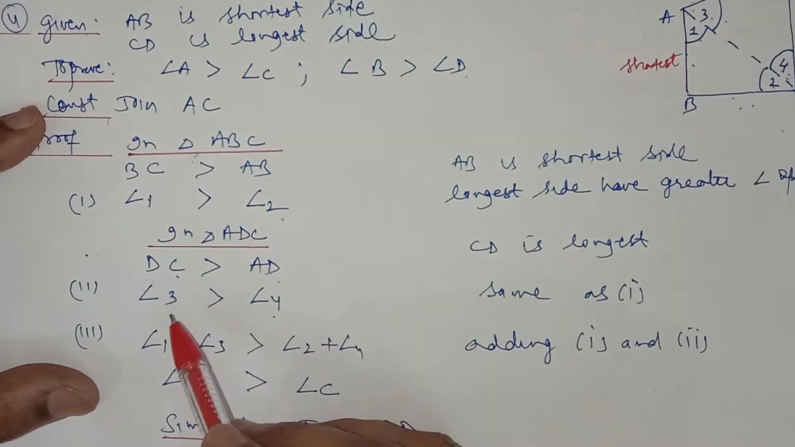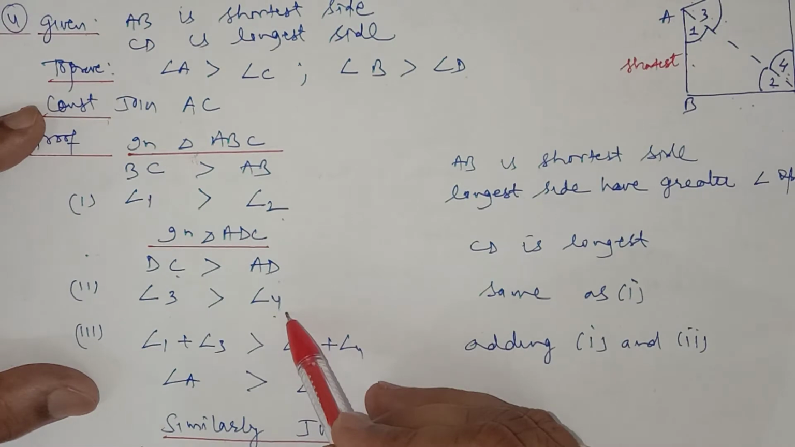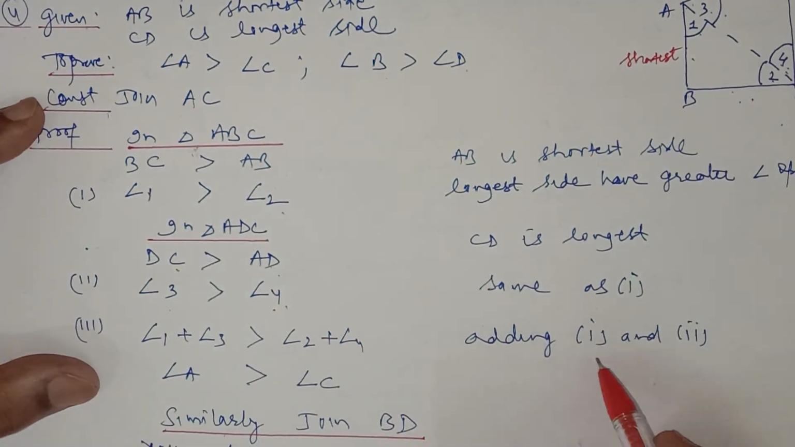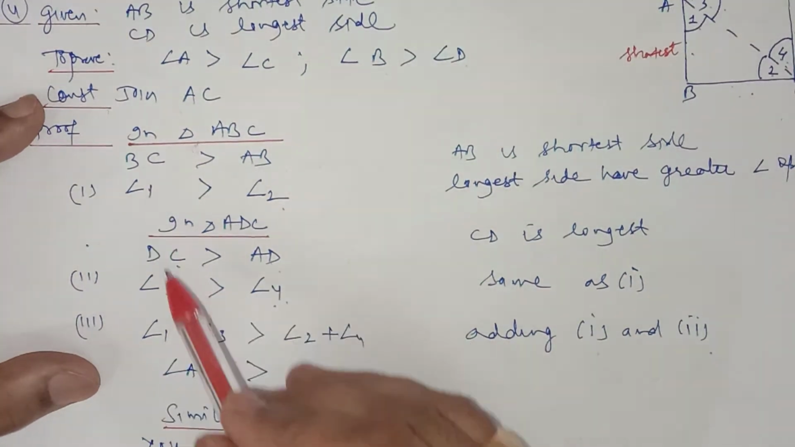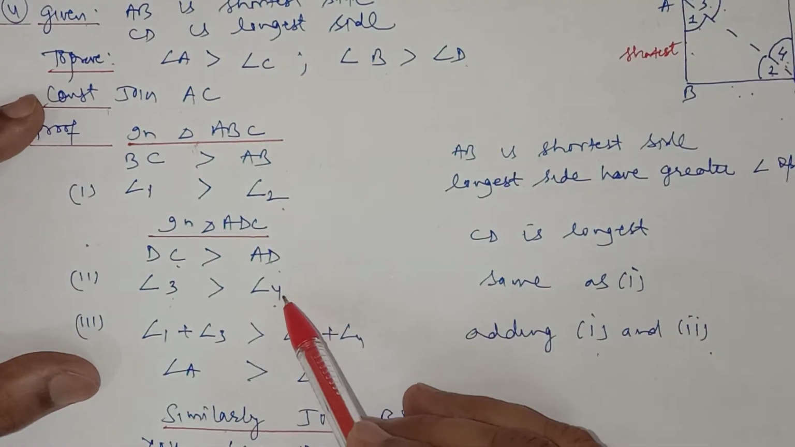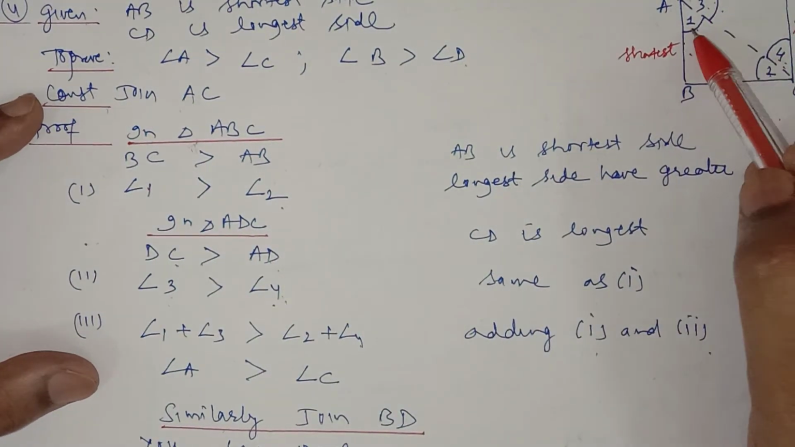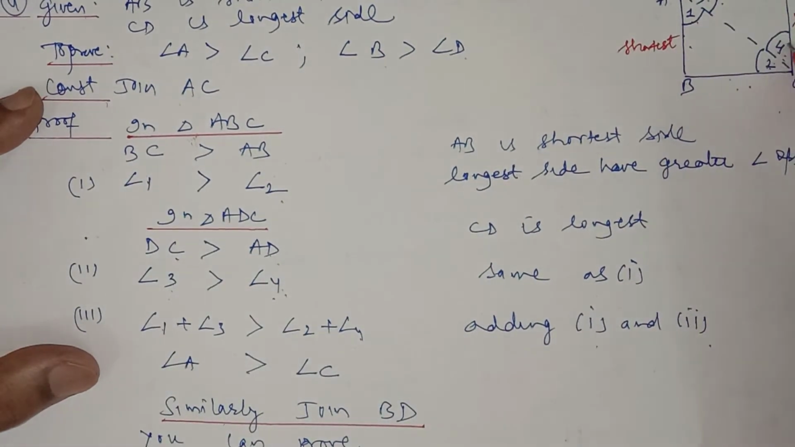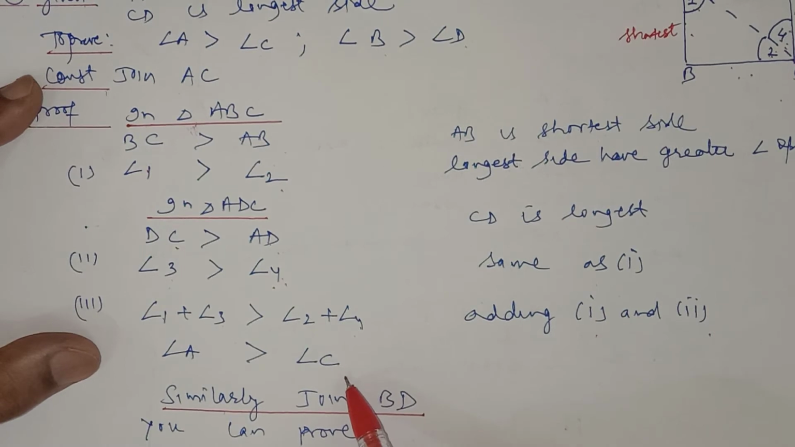Now add the left hand sides and the right hand sides of the first and second inequalities. So angle 1 plus angle 3 is greater than angle 2 plus angle 4. So angle 1 plus angle 3 is angle A and angle 2 plus angle 4 is angle C, like this.